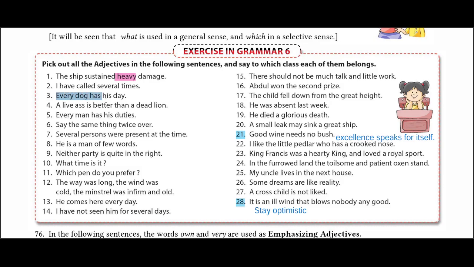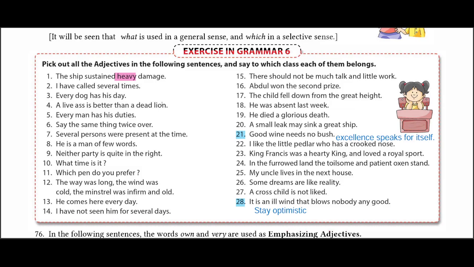Every dog has his day. Dog is a noun, and it is not one dog. These are many dogs. So every is referring to all the dogs in a group. So it is a distributive adjective.